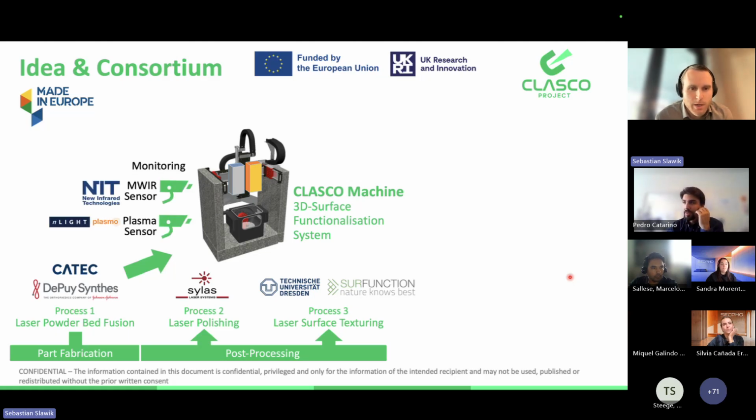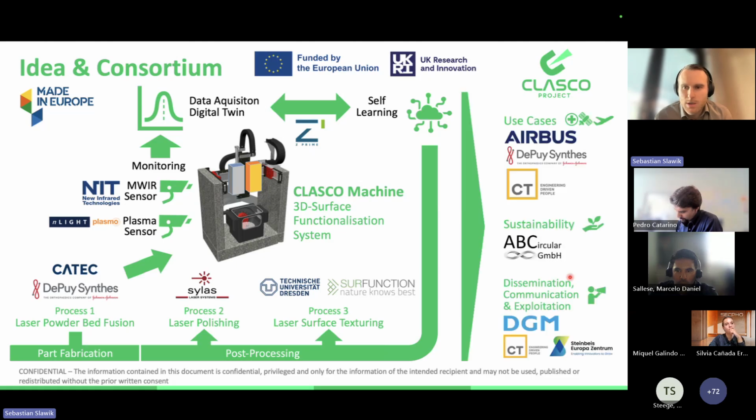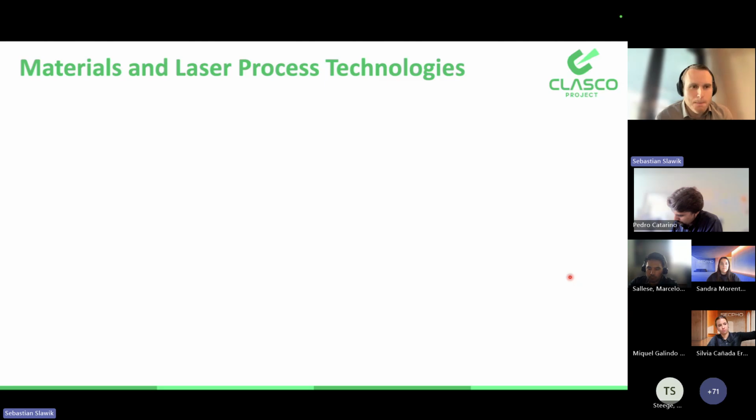Then we have monitoring of these laser processes with an MWIR sensor and a plasma sensor. The first one is going on the melt pool, the second one on the plasma. And finally, we would like to do self-learning of these laser processes to achieve a digital twin and at the end prediction of the process. Moreover, we have 3 different use case companies, Airbus, Dupuis Synthes, and CT, sustainability part, and of course, dissemination, communication, and exploitation.